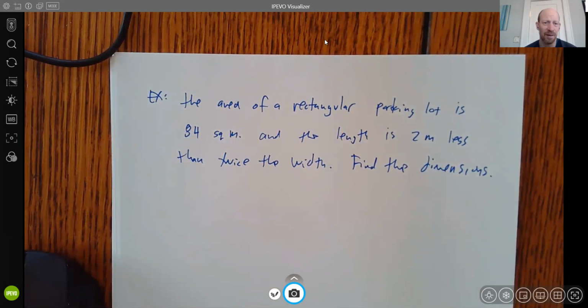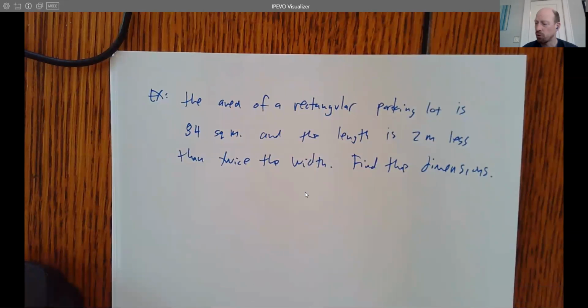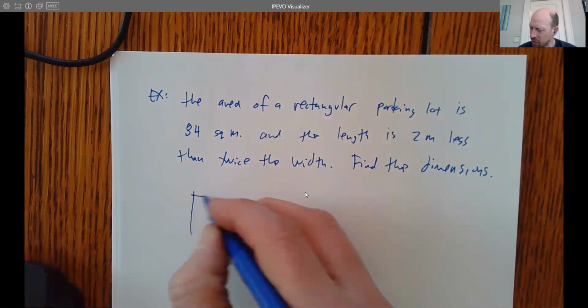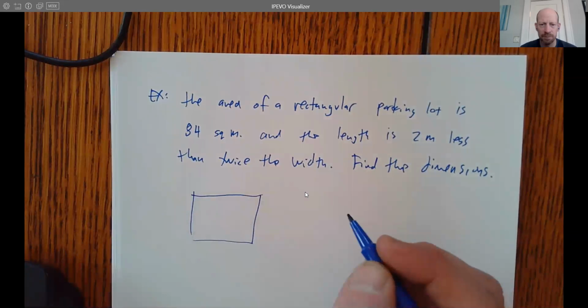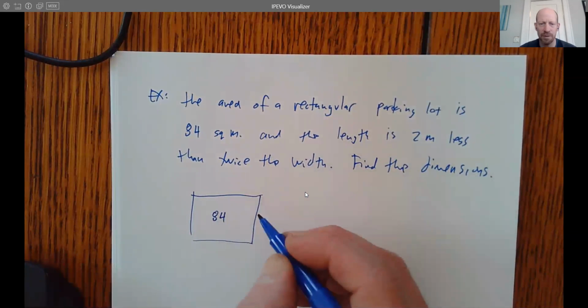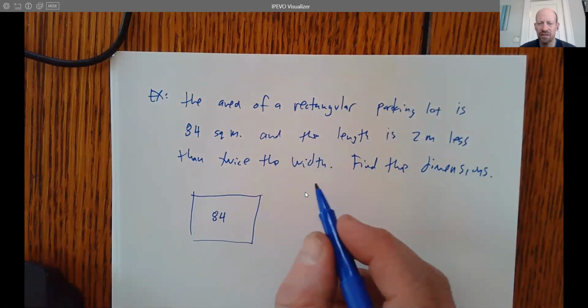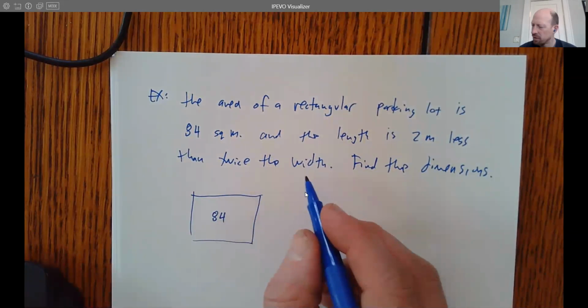You're just going to set it up by defining and structuring the problem. And then it's the solving it where you're going to use the particular techniques, whether that's quadratic or a system or whatever it might be. So I've got some rectangular parking lot. The area is 84 square meters, and the length is 2 meters less than twice the width.